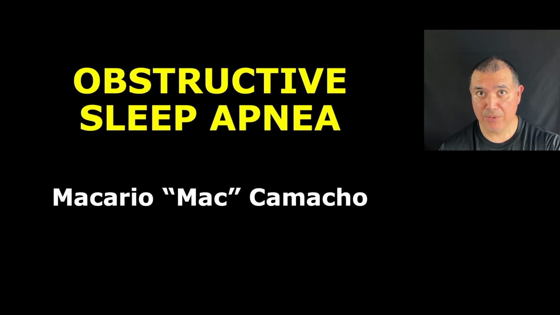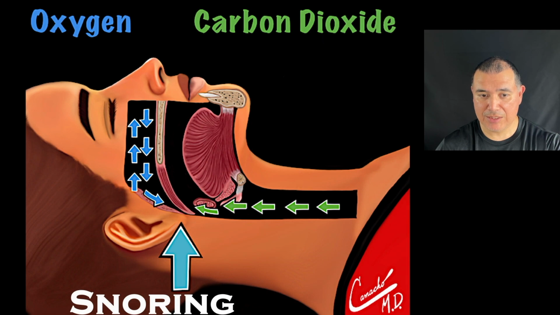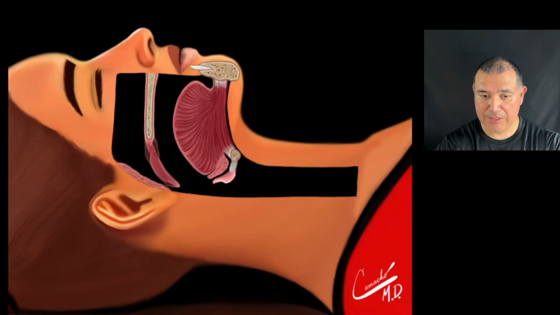I'm Dr. Camacho. We are going to talk about obstructive sleep apnea today. Here you can see normal airflow, and oxygen comes into the nose, goes into the airway, carbon dioxide is breathed out. And what happens during snoring is that you end up having obstruction of the airway. However, you can still have airflow. In this case, I'm showing the soft palate and the uvula being the site of obstruction.